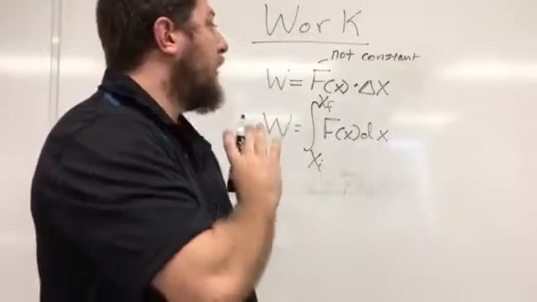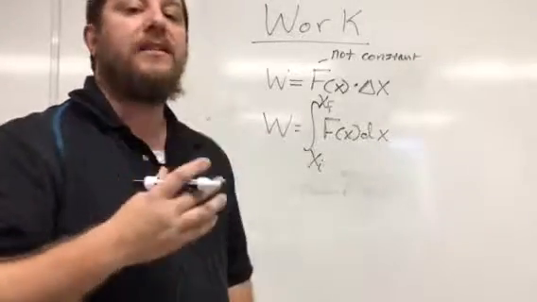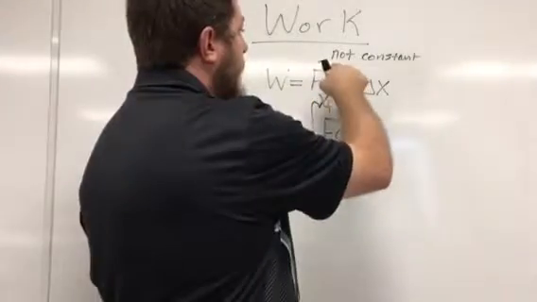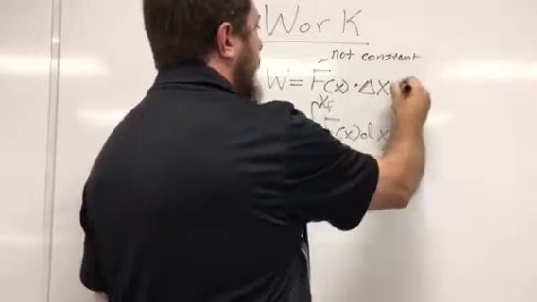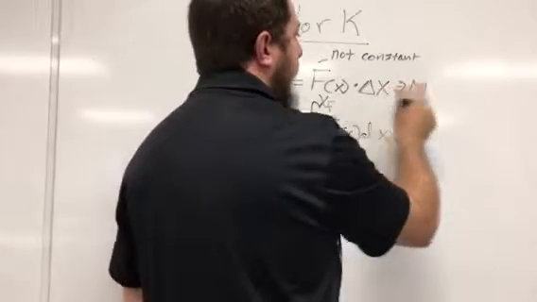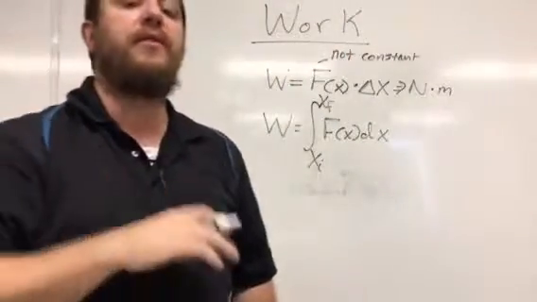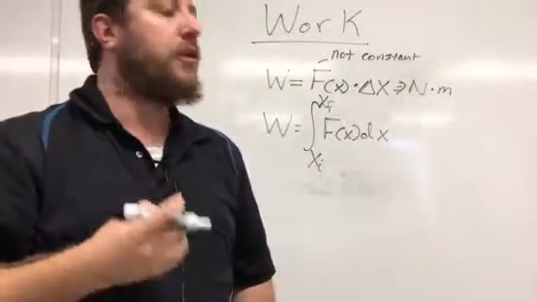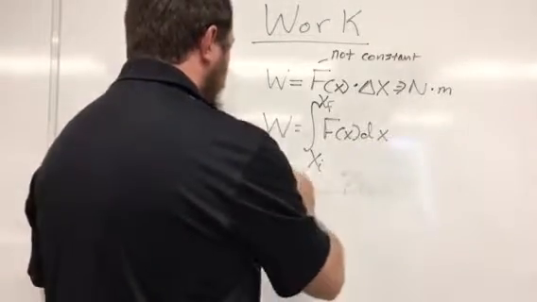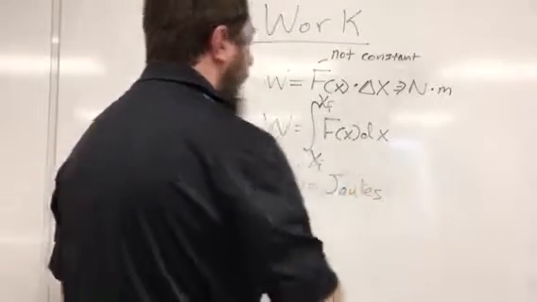Okay, so that is work. But before we leave, let's talk about units. Work is going to have what units? Well, force has units of newtons, and position or displacement has units of meters. So work has units of newtons times meters, okay? Newtons times meters, and we give that a special name, all right? So newtons times meters is equal to joules, all right?